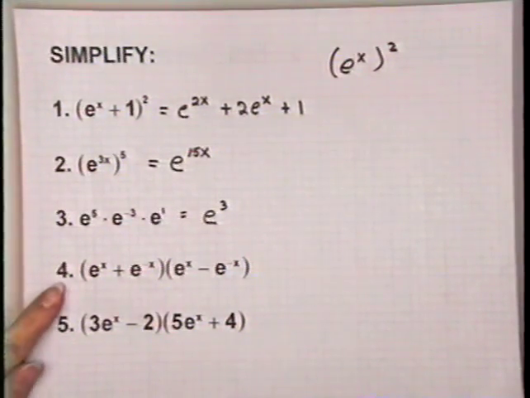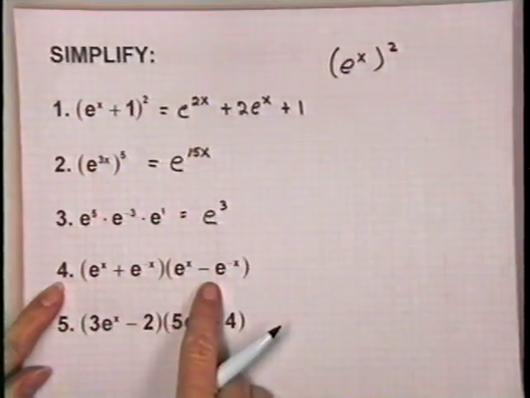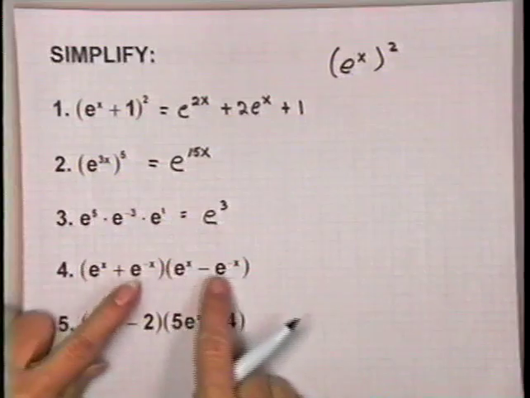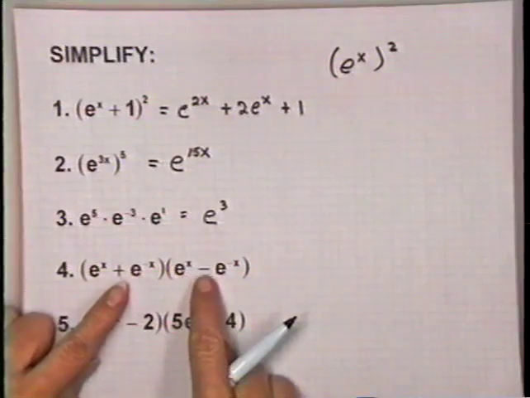All right, well, let's go on down here to number 4. This looks kind of like two binomials we're multiplying. But I want you to notice here, these are conjugates. E to the x, e to the minus x. The only difference is the sign in between them. So that's like x plus 2 times x minus 2 or something like that. Recall that when you multiply conjugates, you get difference of squares.